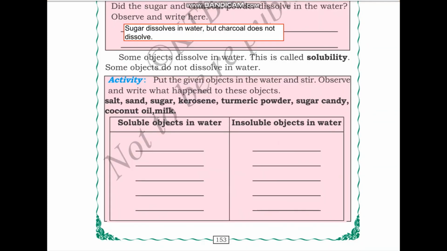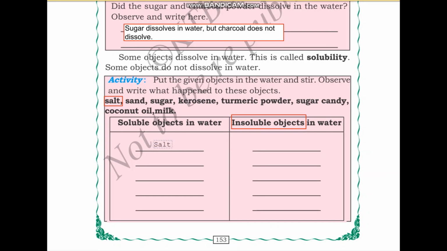In the next part of the activity, we have to decide which of these are soluble in water and which of these are not. If it dissolves in water, you call it soluble in water. If it does not dissolve in water, you call it an insoluble object in water. I will just give you examples of this. You should do the remaining ones. The first one, salt: we know that salt dissolves in water. So we have to place salt in the first part, that is soluble objects.